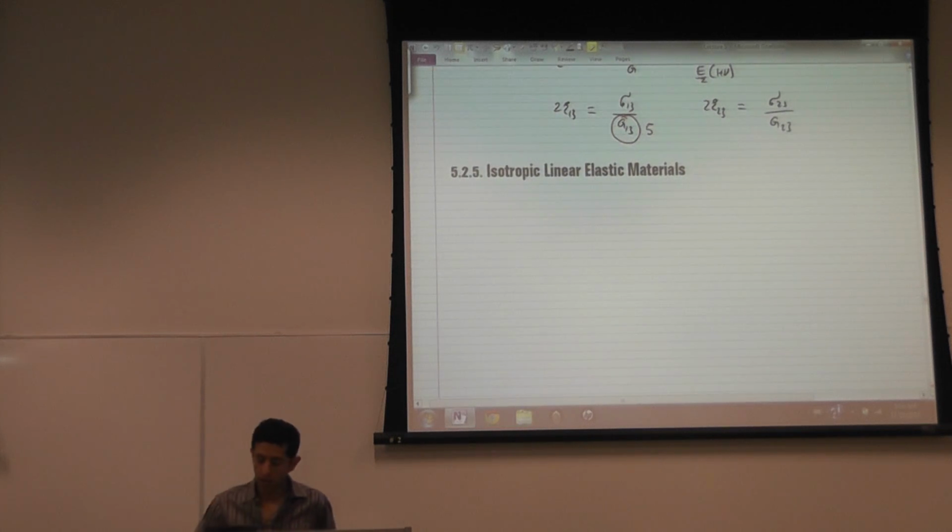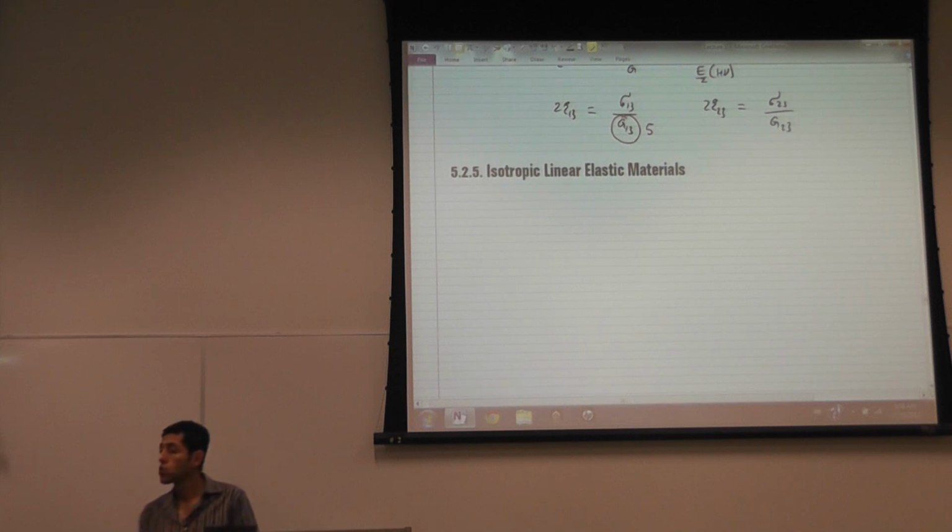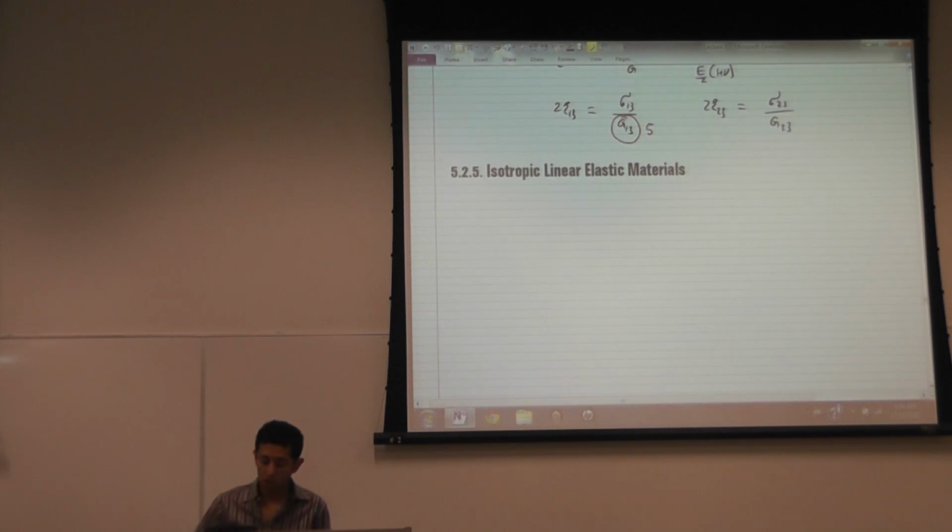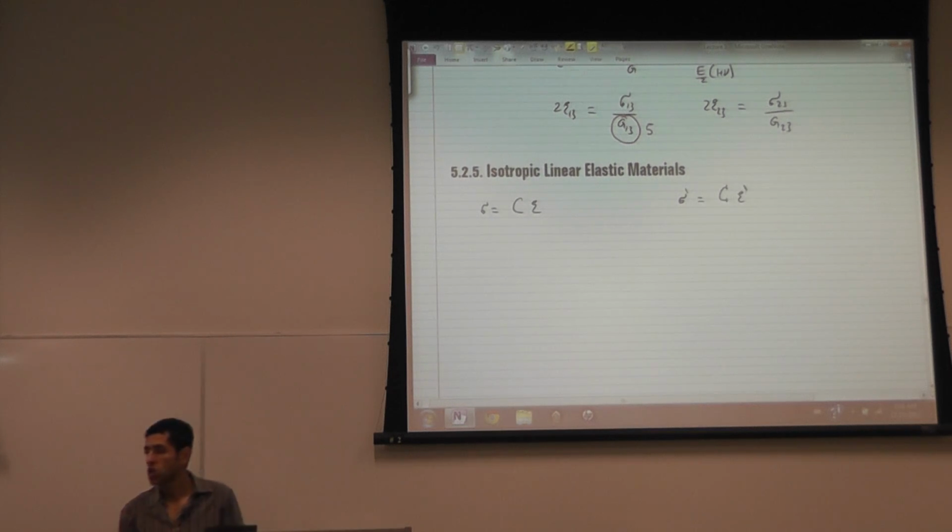Isotropic linear elastic materials are those materials whose response gives you the same relationship between the stress and the strain independent of the coordinate system. So the stress is equal to C multiplied by the strain, and if you change the coordinate system, any coordinate system, you get the same C. You don't have to change, so you get the same constants.